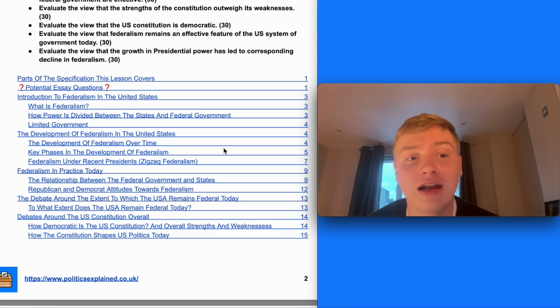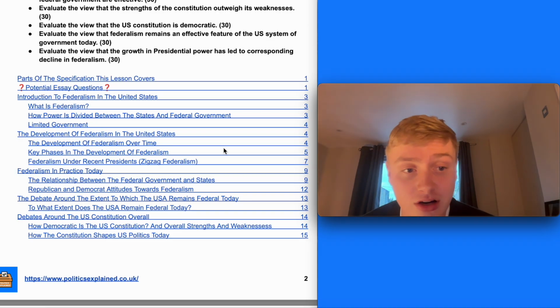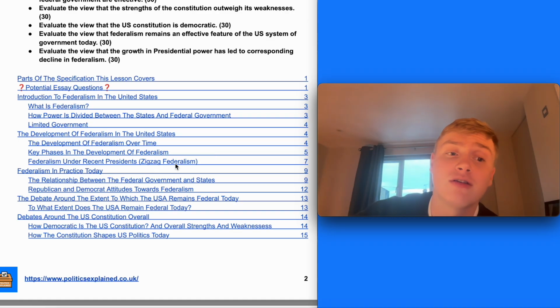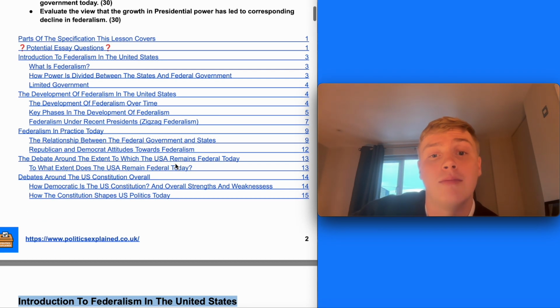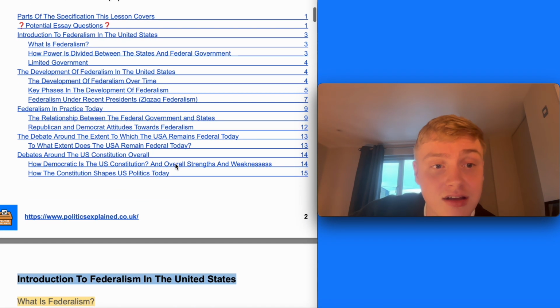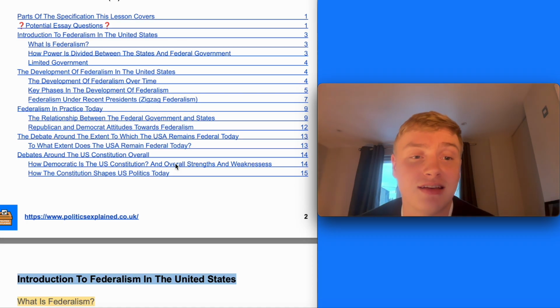I'm then going to look at the development of federalism over time, looking at the key stages of federalism, as well as federalism under recent presidents. I'm then going to look at federalism in practice, with a number of key case studies, before looking at the debate about the extent to which the USA remains federal today.